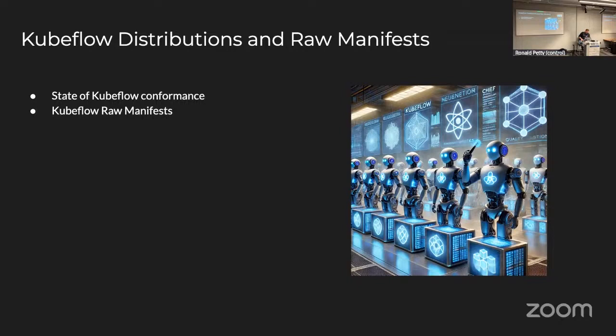There is a way to install with raw manifests, and we do have vendors such as Red Hat and Canonical that are using Kubeflow in their stack. So we do have Kubeflow distributions. Right now, without a distribution, you have to do raw manifests. And I would argue that raw manifests, although I've seen people do it, can be kind of a pain unless you have a lot of Kubernetes expertise.